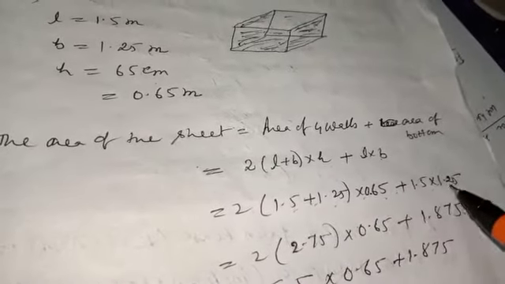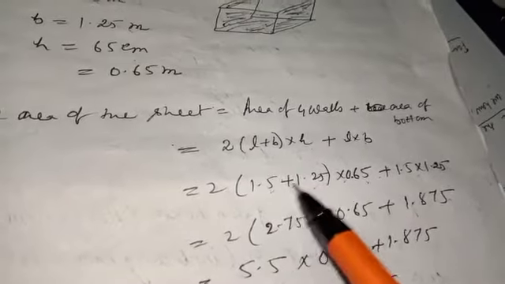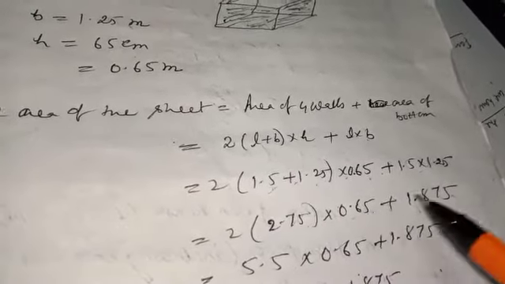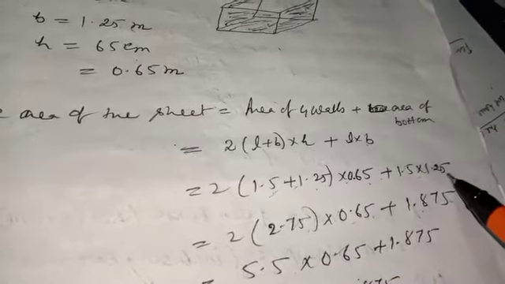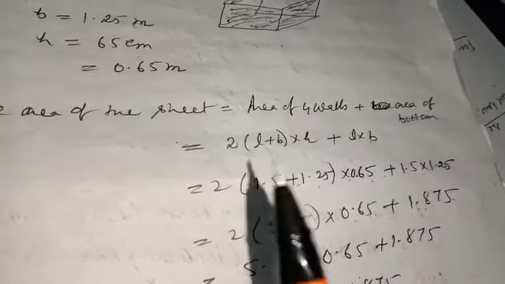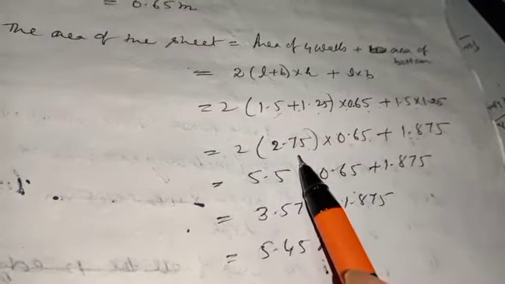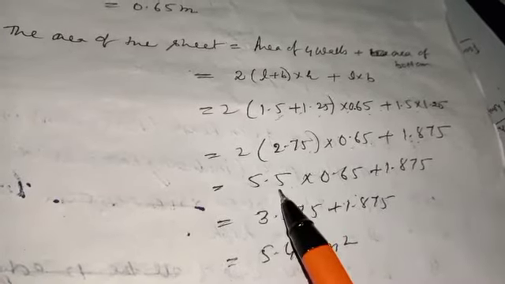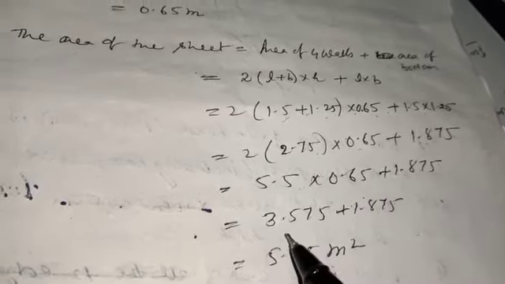If you add 1.5 plus 1.25, you get 2.75, into 0.65, plus, if you multiply 1.5 into 1.25, you will get 1.875. Now 2 into 2.75 is 5.5, then 5.5 into 0.65 plus 1.875. If you multiply 5.5 into 0.65, you will get 3.575 plus 1.875. If you add these two, you will get 5.45 meter square. Because area should be written in meter square.